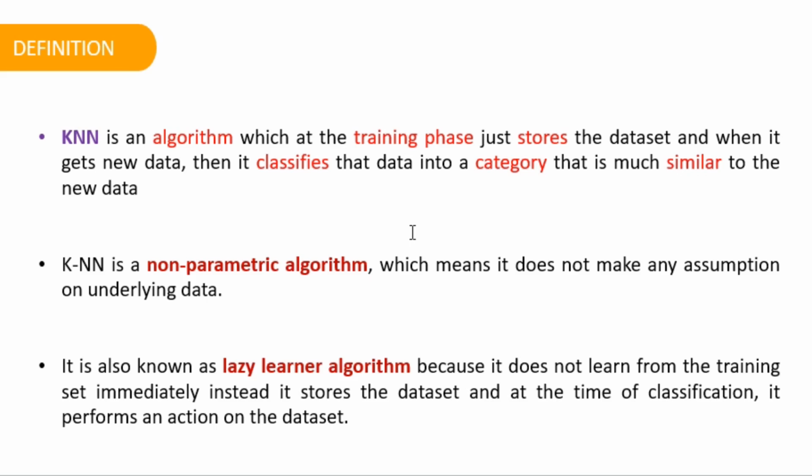Moreover, KNN is a non-parametric algorithm, which means it does not make any assumption on the underlying data. It is also known as a lazy learner algorithm because it does not learn from the training set immediately. Instead, it stores the dataset, and at the time of classification, it performs an action on the dataset.